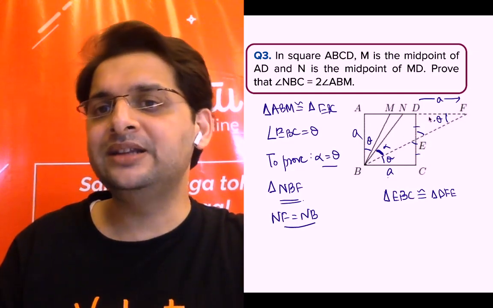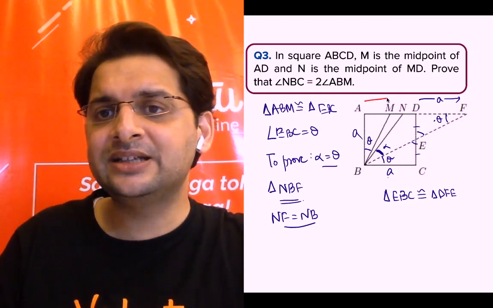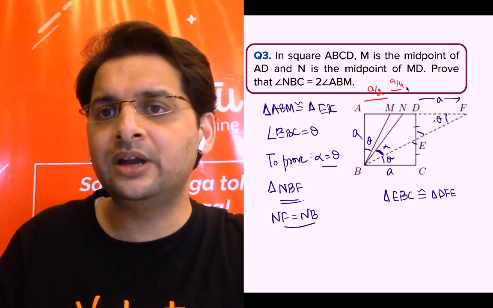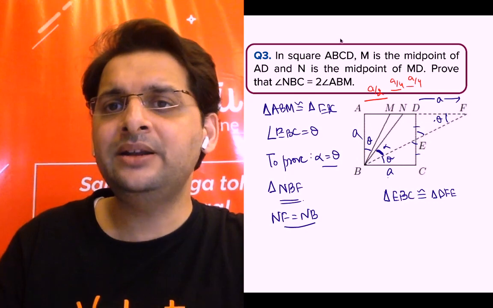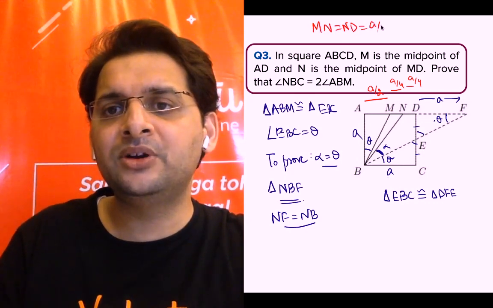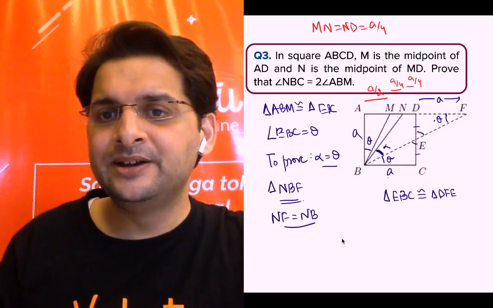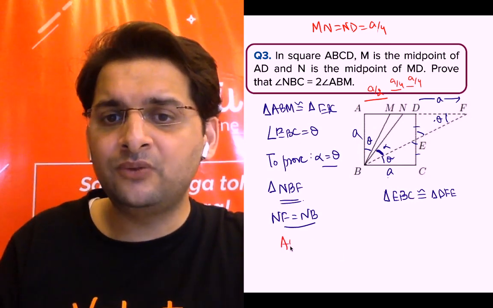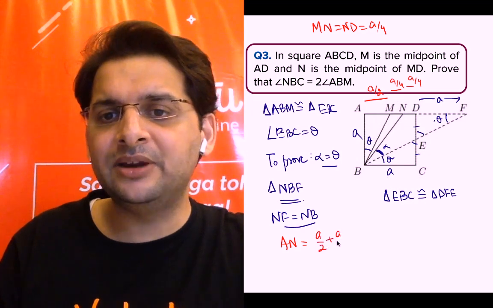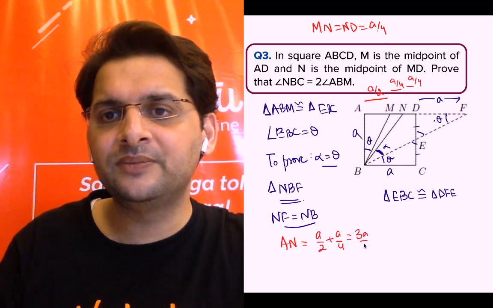Now, let us try to find these two sides. If this is a, can I say this is a by 2, and this will be a by 4, and this will be a by 4. MN and ND, they both are a by 4 because N is a midpoint. So, can you tell me what will be AN? AN will be a by 2 plus a by 4. This is 3a by 4.